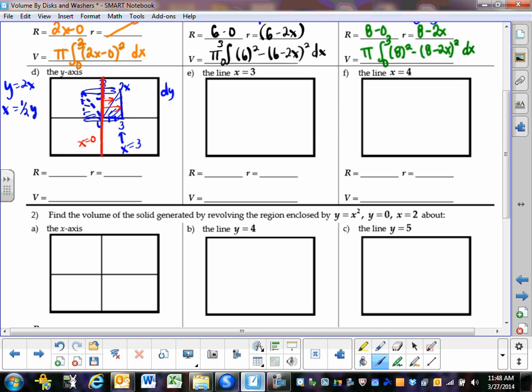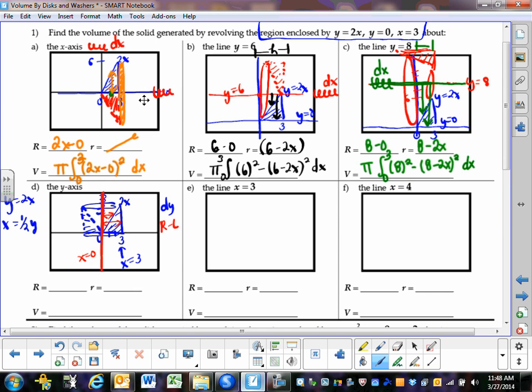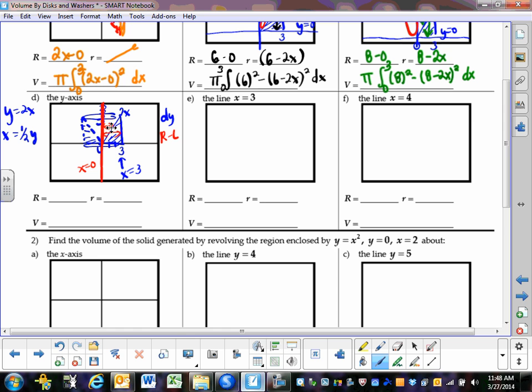So remember when we do these, it's right minus left for the dy questions, versus on top we were doing upper minus lower when we do dx questions. So the difference for this, the length of the radius for the outside part, is x is 3 minus x is 0. So it's the difference between these two lines. The difference for the smaller radius is x is 1/2 y minus x is 0. So our volume works the same way.